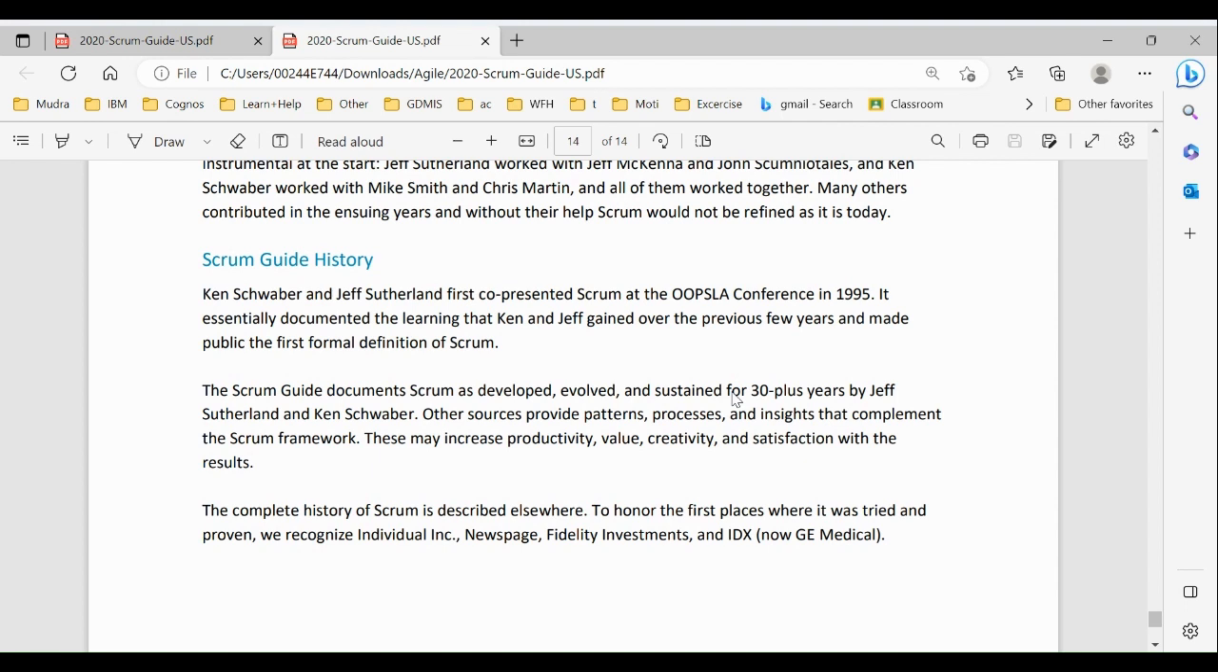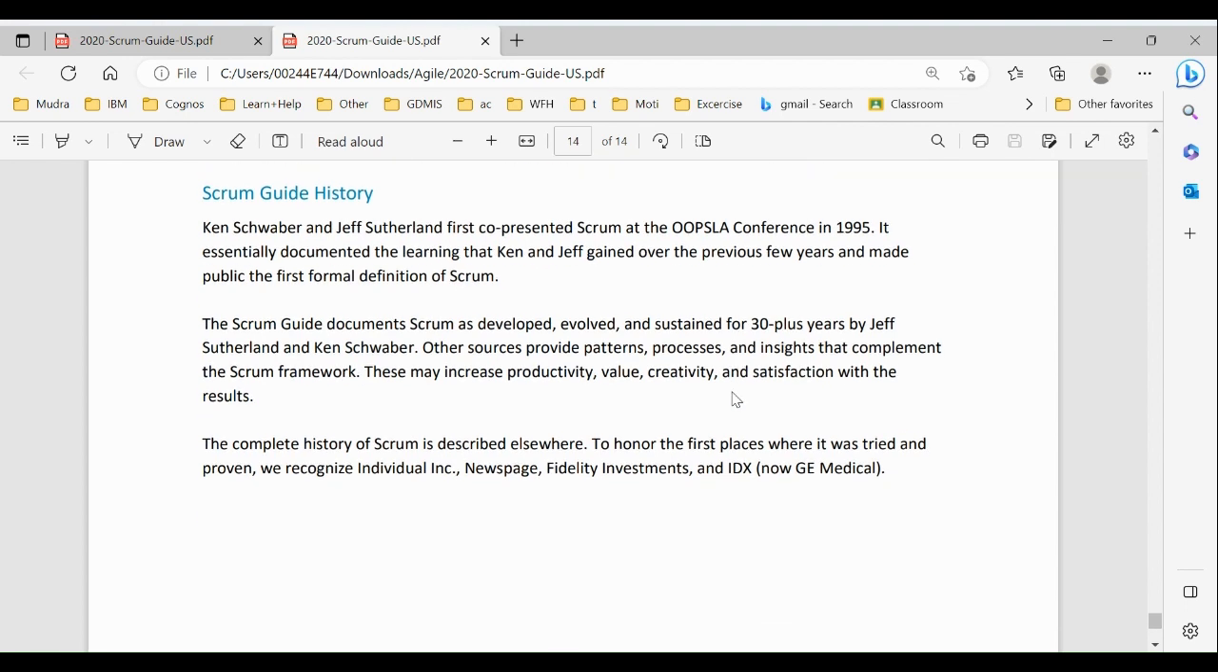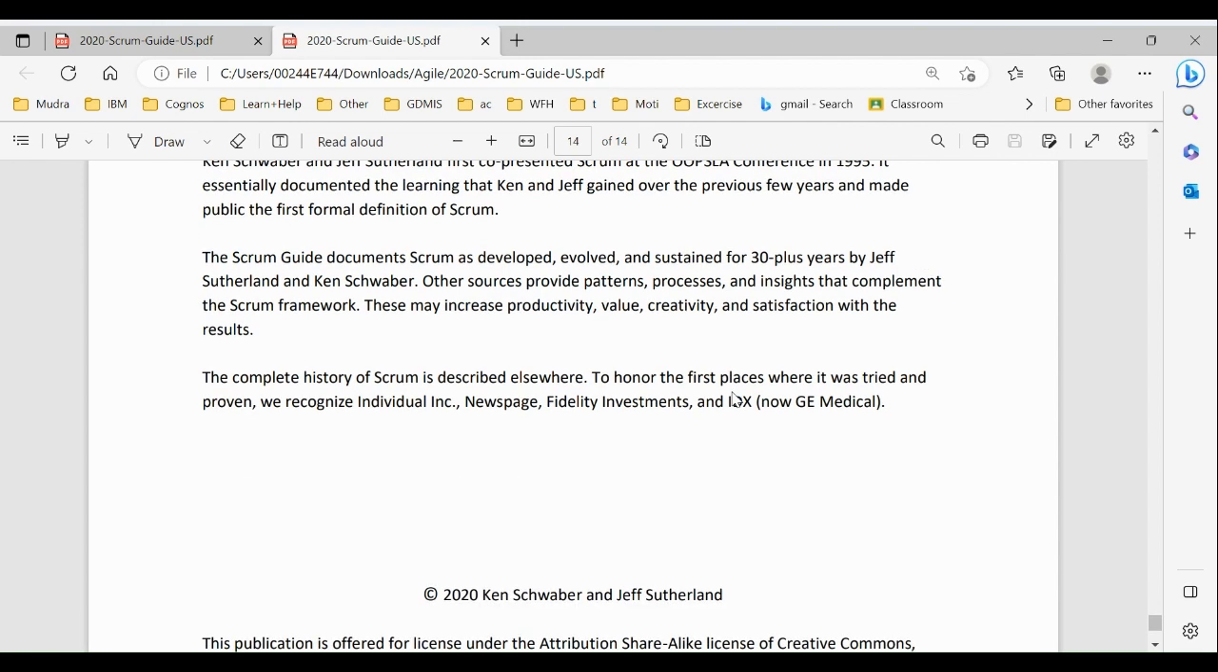Scrum Guide history. Ken Schwaber and Jeff Sutherland first co-presented Scrum at the OOPSLA conference in 1995. This essentially documented the learning that Ken and Jeff gained over the previous few years and made public the first formal definition of Scrum. The Scrum Guide documents Scrum as developed, evolved, and sustained for 30-plus years by Jeff Sutherland and Ken Schwaber.